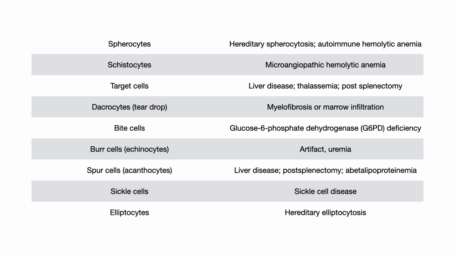You can also see Heinz bodies in that, but that requires a special stain. Burr cells are echinocytes and spur cells are acanthocytes. And it took me a long time to tell these apart, but Burr cells are just evenly spaced short projections, and spur cells are unevenly spaced long projections. Burr cells you commonly see, and they're common because they're artifact. Sickle cells in sickle cell disease, and then elliptocytes in hereditary elliptocytosis.